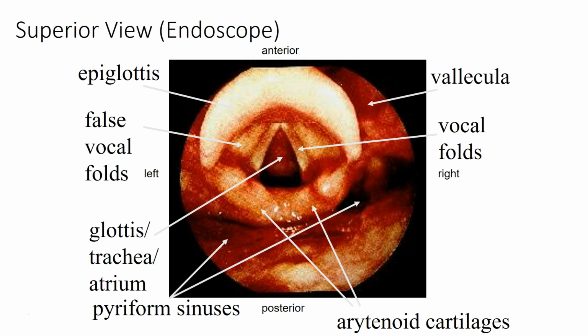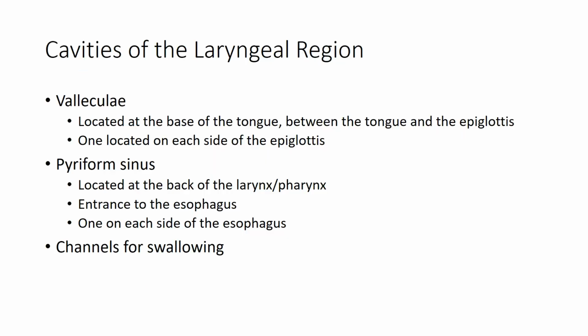Last but not least, the likely location of the arytenoid cartilages is indicated on this image, basically on the basis of the position of the vocal folds. The vocal folds make a V shape. The point of the V is where the vocal folds connect to the thyroid cartilage, and the open end of the V would be where the vocal folds connect to the arytenoid cartilages.